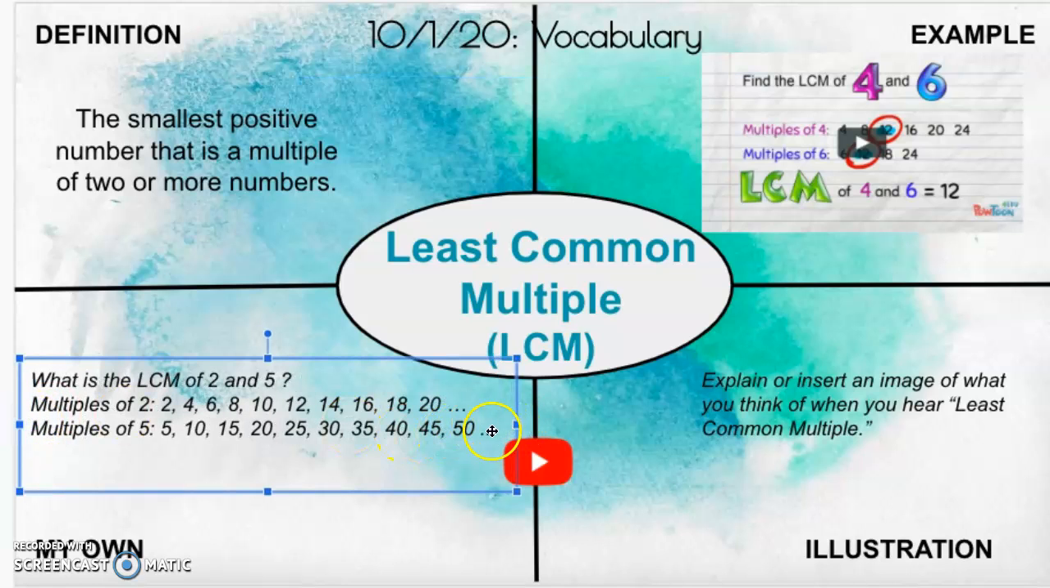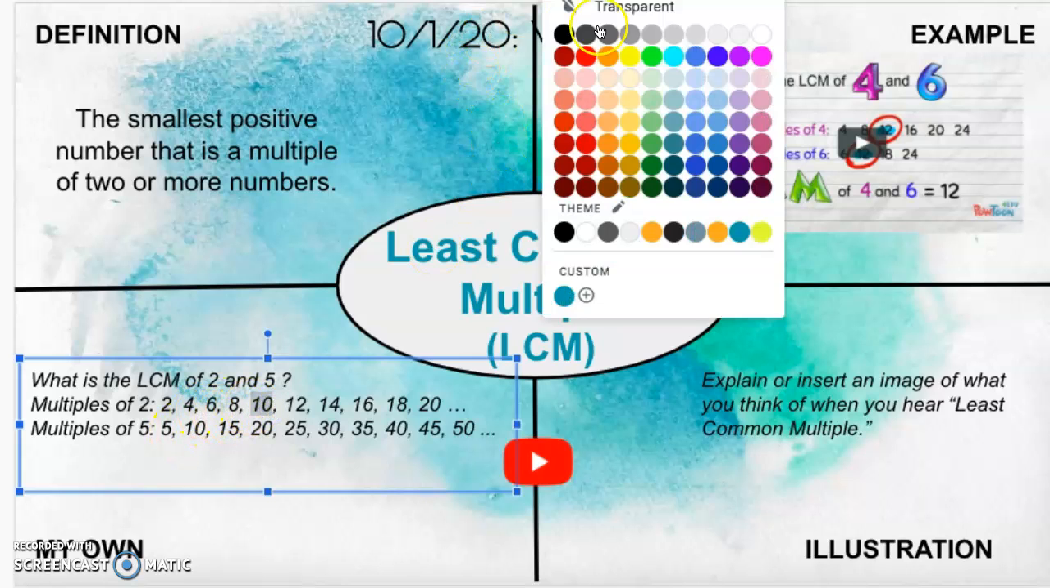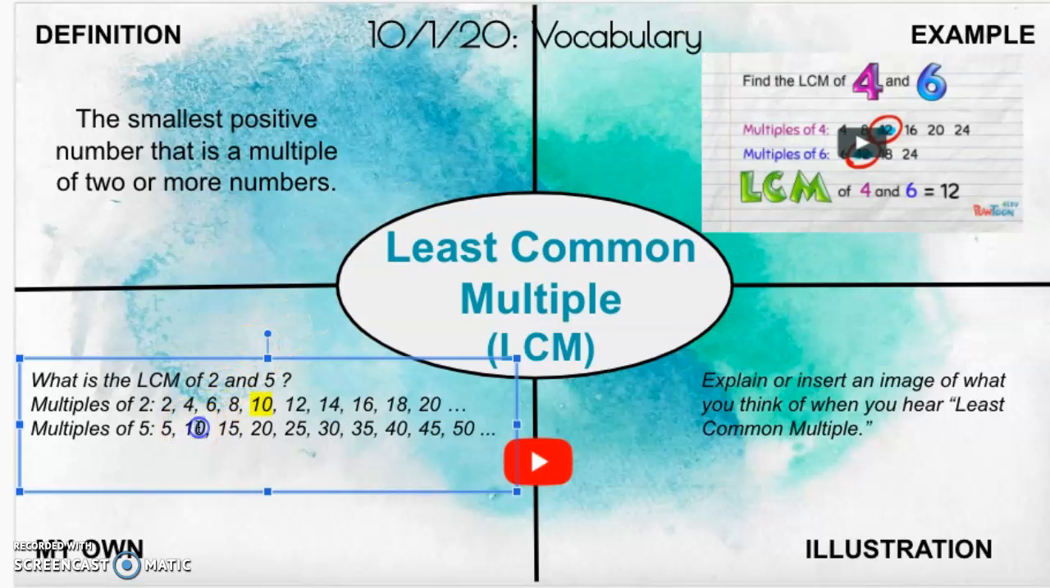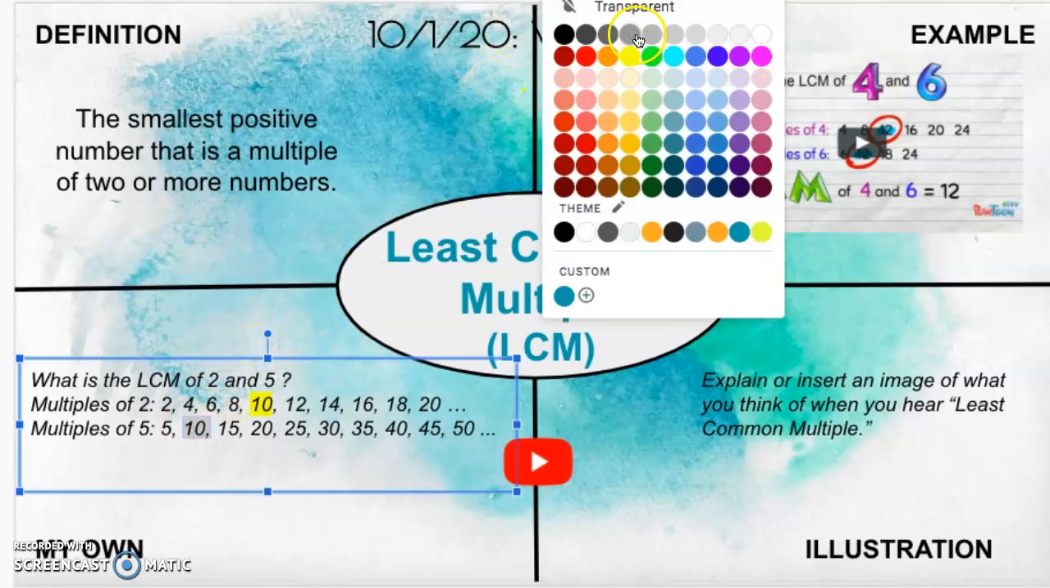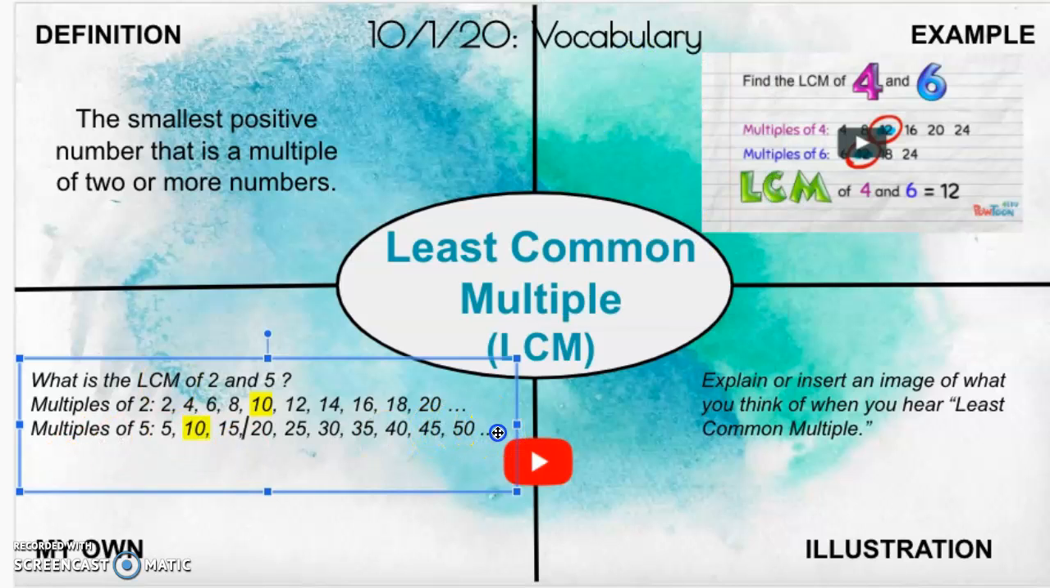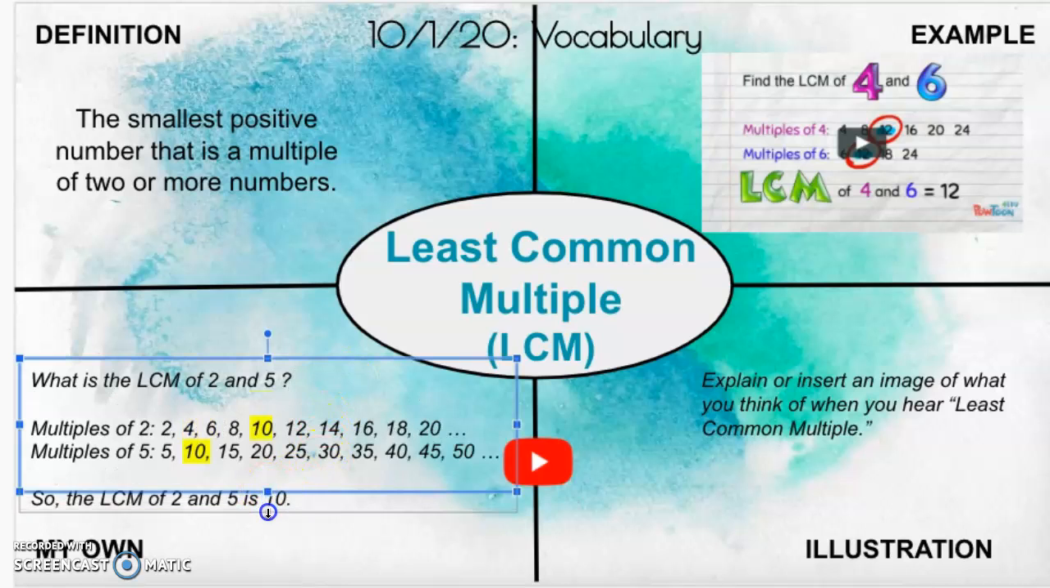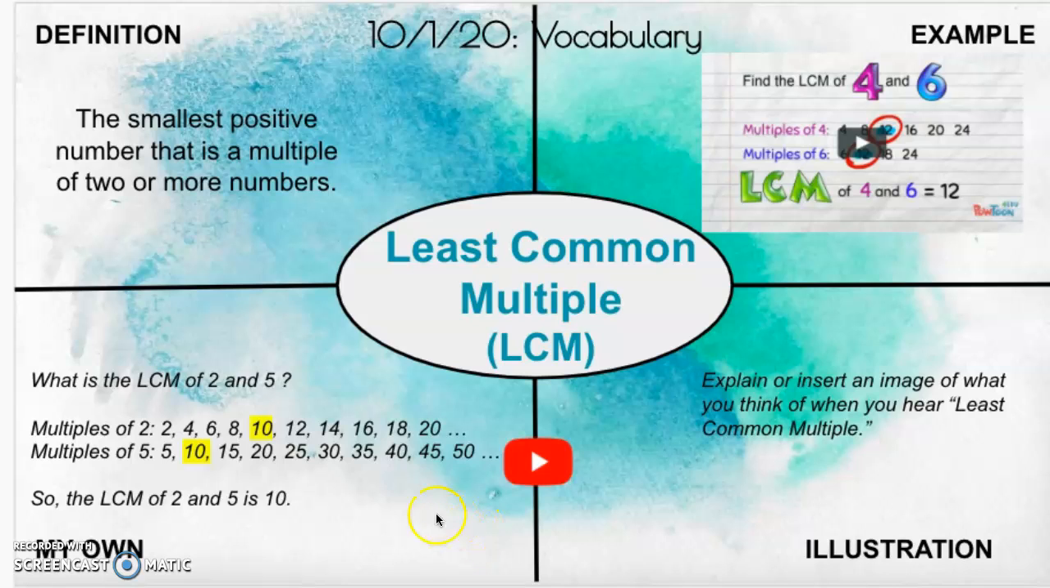All right, so now, what is the first number or the least of the numbers they share? Do they share a 2? No, 4, 6, 8. They share a 10. So I'm going to actually highlight that. So the LCM, or the least common multiple, of 2 and 5 is going to be 10. All right. So the LCM of 2 and 5 is 10. I'm going to make that a little bigger. So that's just my own example. You can put any example you want to.